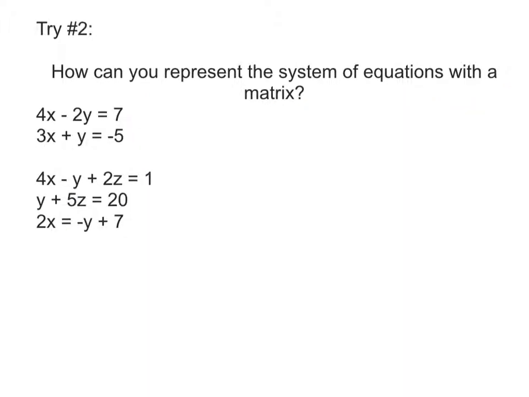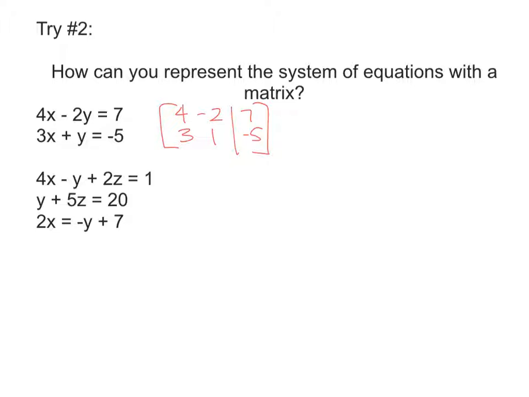So let's practice that again, hopefully with a neater background. Remember, the first thing you want to check is to make sure that everything is written in order. So the first one, I have an x, y, and number. Then I have an x, y, and a number. So when I write that as a matrix, that's going to be 4, -2, 7, and then 3, 1, -5.